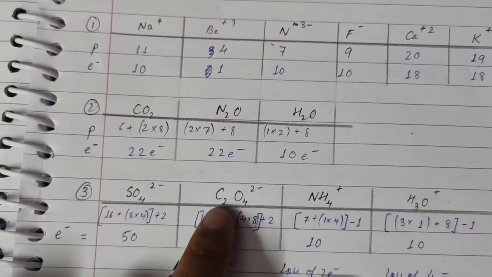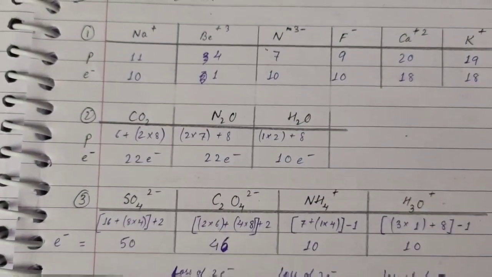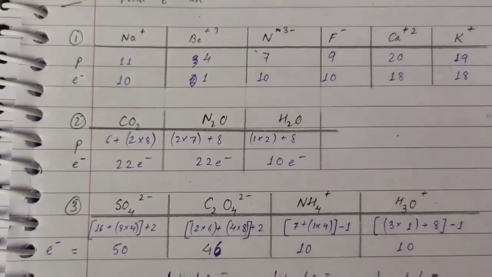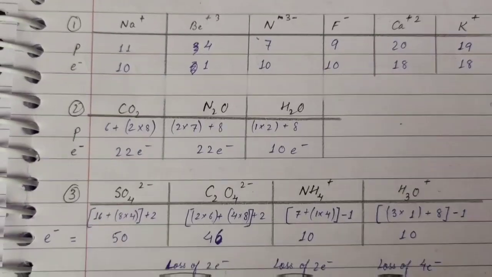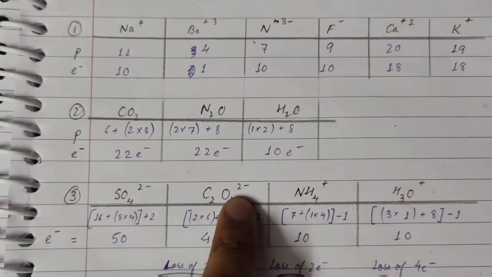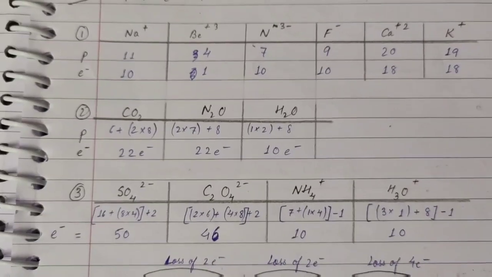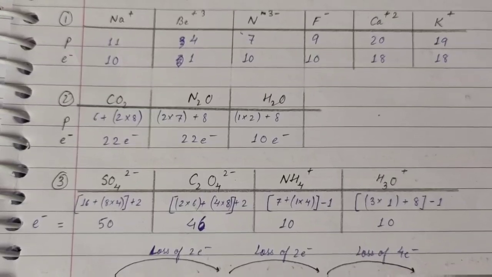Simple. Now carbon has 6 electrons in its neutral state and oxygen has 8. So 2 into 6 plus 4 into 8 becomes 12 plus 32, which is 44. Now there is a minus sign again, 2 minus, it denotes that there is a gain of 2 electrons. So it becomes 44 plus 2, which is 46.